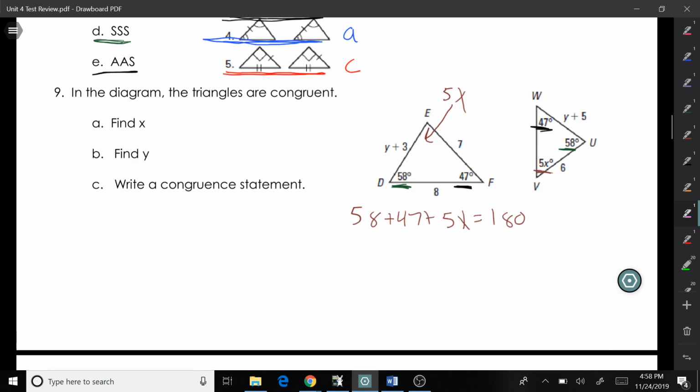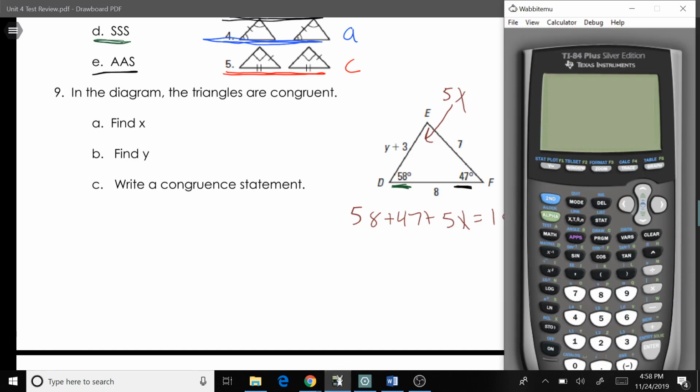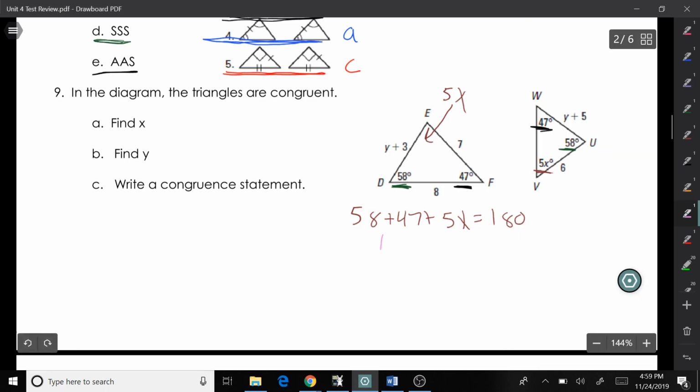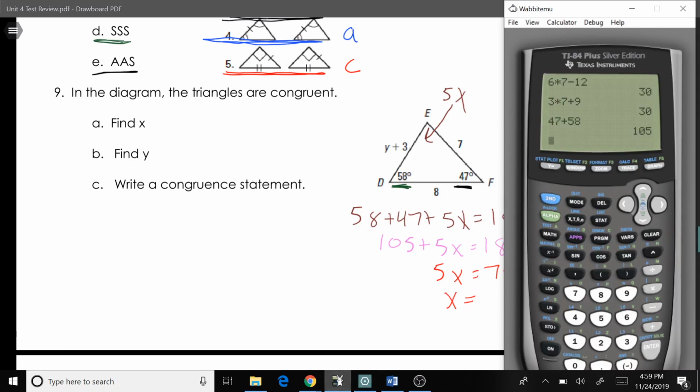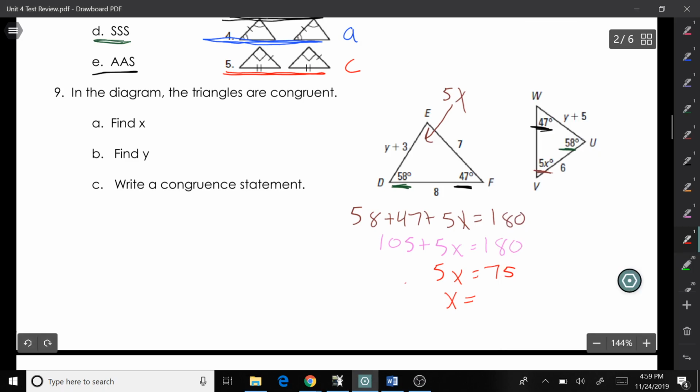47 plus 58 is 105. Minus 105 from both sides, we're going to get 5x equals 75, and then divide both sides by 5. X is going to equal 75 divided by 5, which is 15. So X is 15.